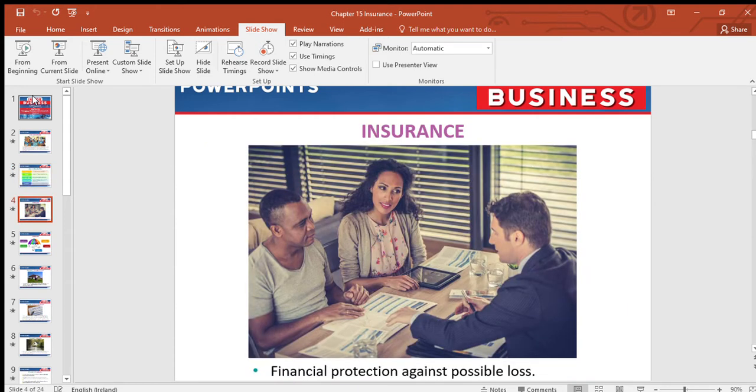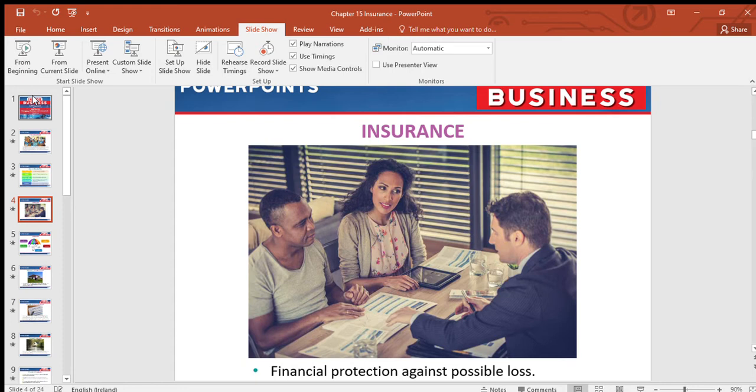Definition of insurance, quite simple. It's financial protection against possible loss. And that possible loss is important there. It's something that potentially could happen, and there could be potential damage or loss of income or whatnot. And so insurance is just financial cover against that.